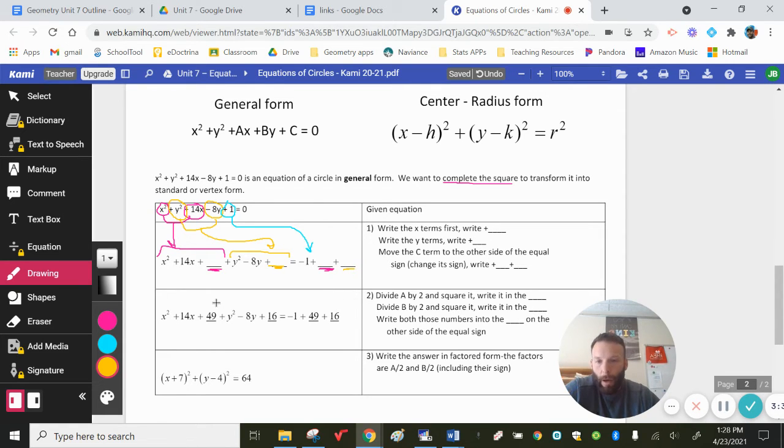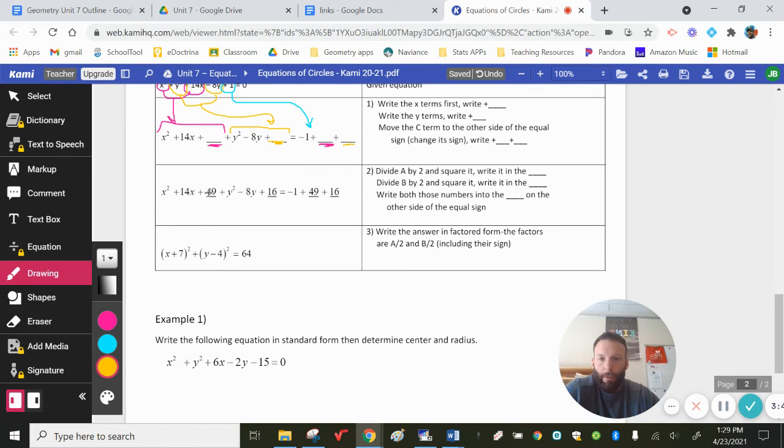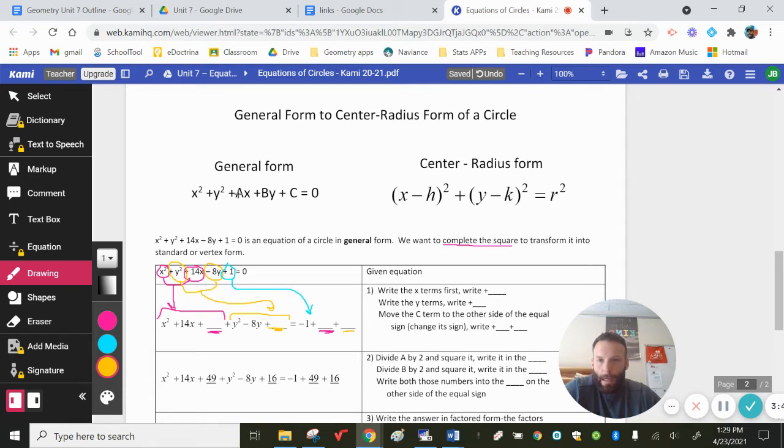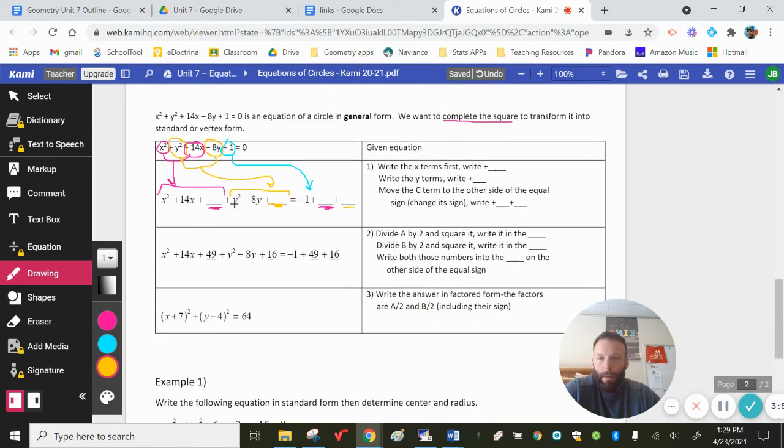Now, how do I figure out what it is I'm going to add? You see here I added 49 and there I added 16. Why did I do that? Because I'm going to take the value of a. Do you remember where a was? The a term is this term in front of the x, the coefficient of x. So I took this value of a, which was 14. If you take 14 and divide that by 2, you get 7. Then we're going to square 7, and that's where 49 comes from.